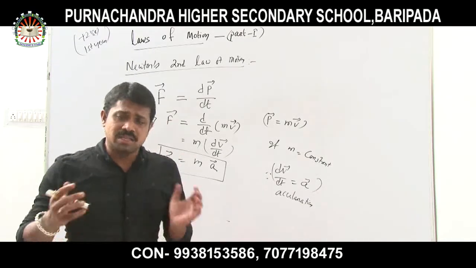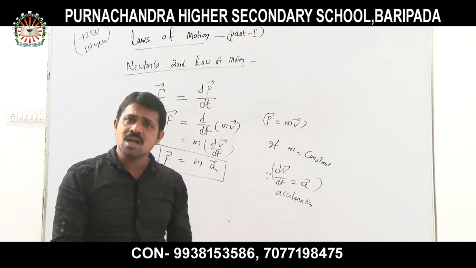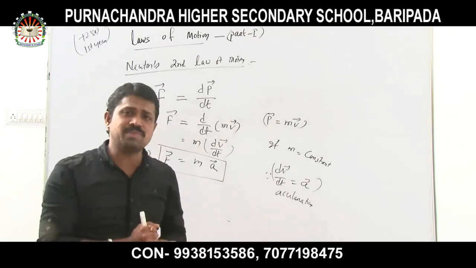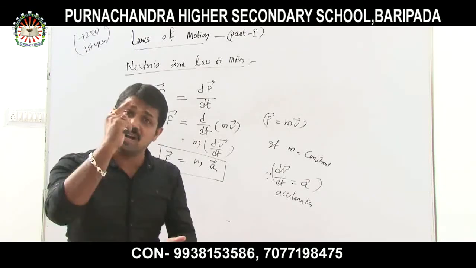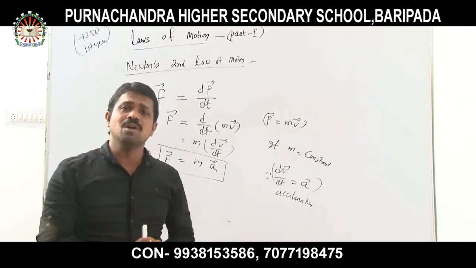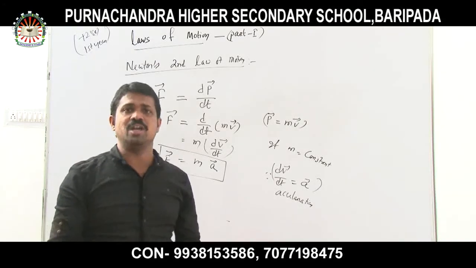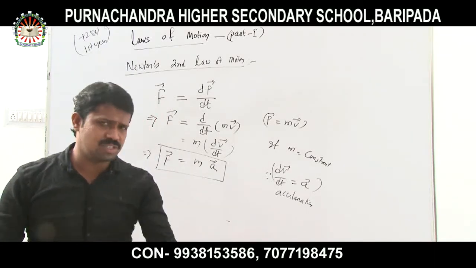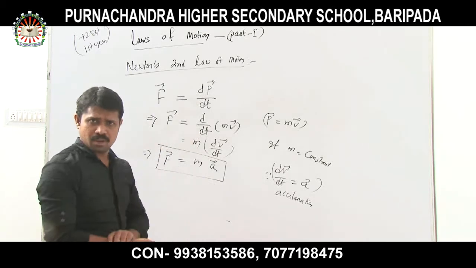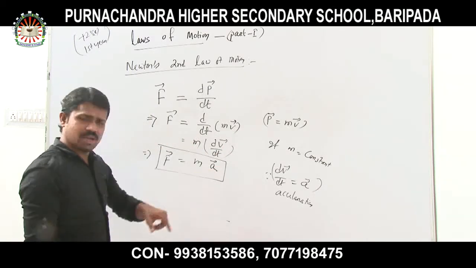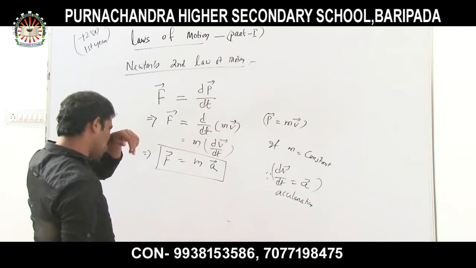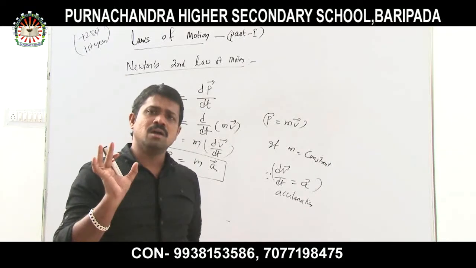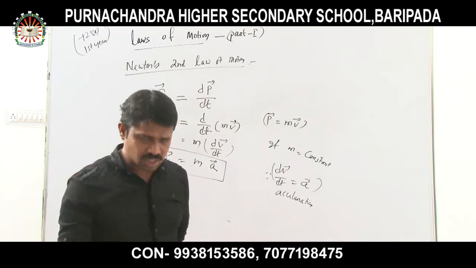So if on an object there is no external force applied, then if the object is at rest, it stays at rest. And if the object is in motion, then it will continue the motion with uniform velocity. If the velocity is uniform, the velocity is constant, then what is the acceleration? It becomes zero. Very simple. So V is constant, so A becomes zero. Clear? In most of the cases, the velocity becomes constant and acceleration becomes zero.